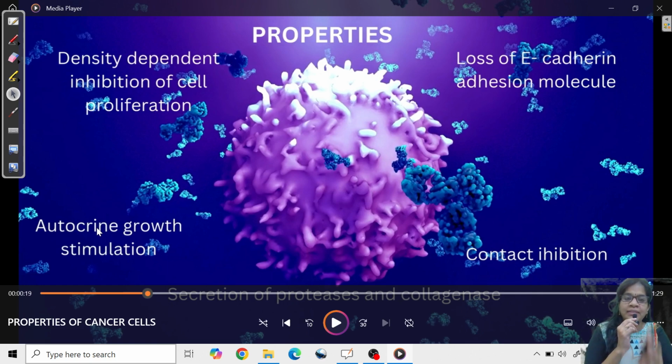At the same time, the tumor cells without the E-cadherin molecule have the capacity to enter into the connective tissue, like it can enter even into the blood. That is how it is. Metastasis is also one of the important things for a cancer cell due to the loss of this particular E-cadherin adhesion molecule, right? So the other important one, I told you, is contact inhibition.